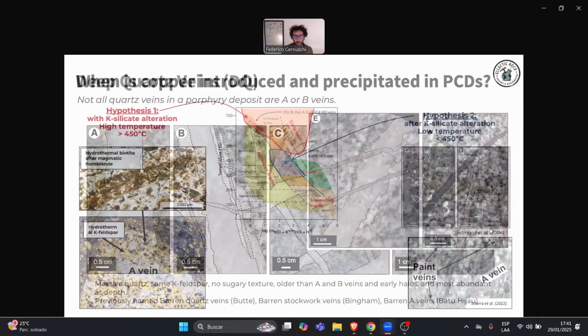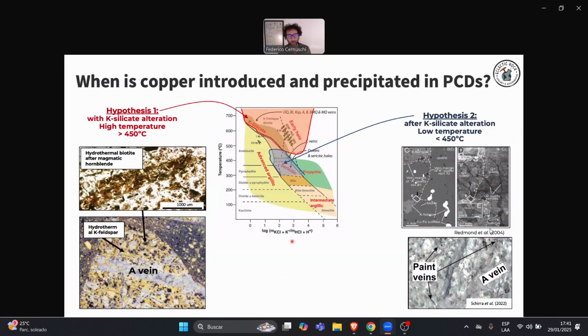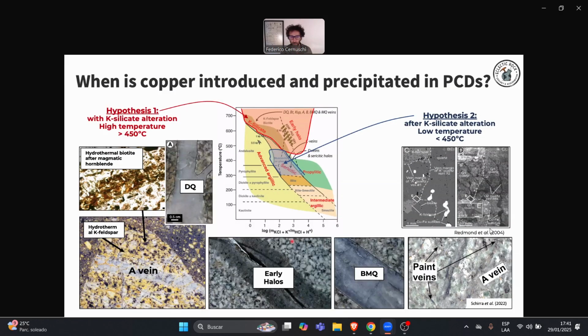So we can go back to the question of when copper is introduced and precipitated. And now in these two hypotheses frame, we can introduce this diversity. And it's important because, for example, in the early halos, we have a different perspective on this issue of the quartz timing because we don't have much quartz. And we see the sulfides in contact with other silicates that give us temperature information.